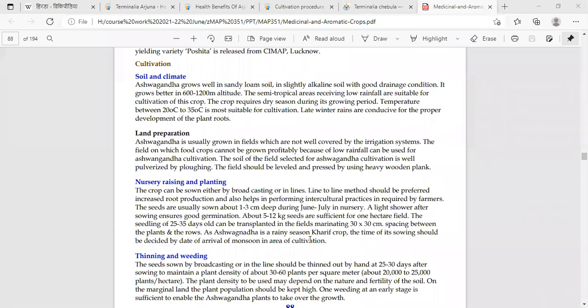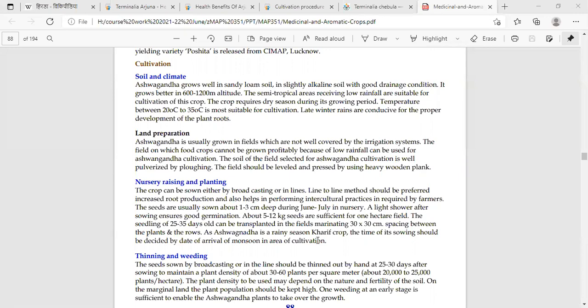The seeds can be sown into the nursery for the raising of the seedlings, and after that the seedlings are used for transplanting into the main field. So 5 to 12 kg seeds are sufficient for cultivating 1 hectare area. The seedlings of 25 to 35 days old can be transplanted in the field by maintaining 30 by 30 centimeter spacing between plant to plant and row to row. So the spacing for this crop is 30 by 30 centimeter. So row to row and plant to plant distance is the same.